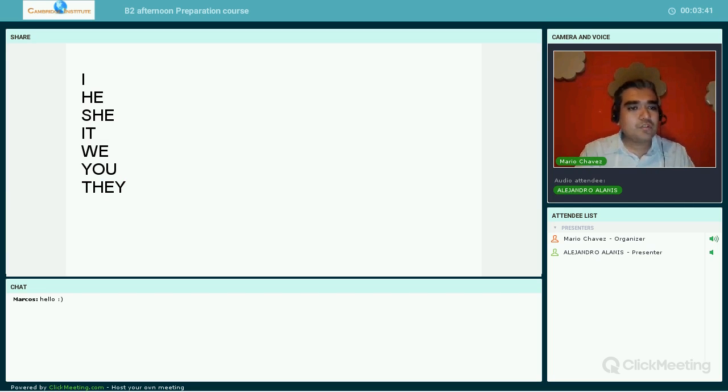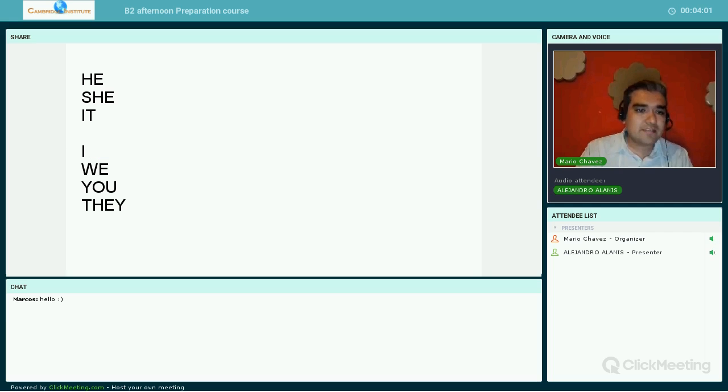And we are going to use some auxiliary verbs, right? In this case, we are going to divide them. For I, we, you, they, we are going to use the auxiliary verb have. And for he, she, it, we are going to use the auxiliary verb has, right? So we basically divide them in these two sets. And then we have has for he, she, it, and have for I, we, you, and they.